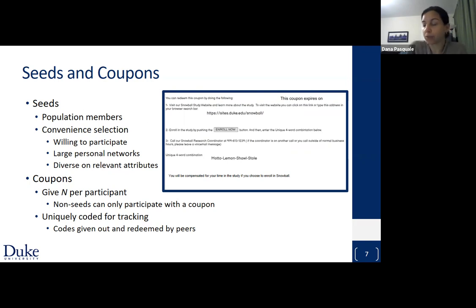And this is an example of what a coupon might look like. This is an older version of the coupon used in the Duke RDS squared study. It is important to note, though, that study staff handle the informed consent, enrollment, and study procedures if peers do present for enrollment. That isn't done by the recruiting participant.